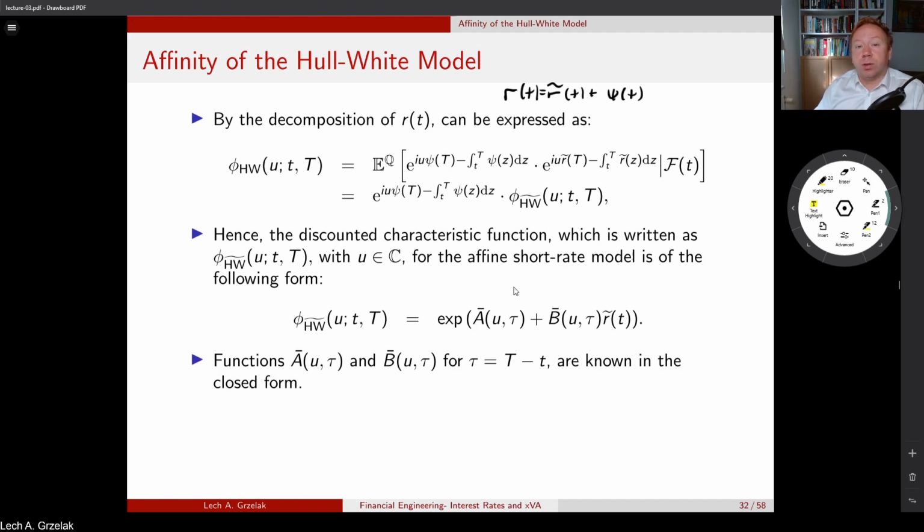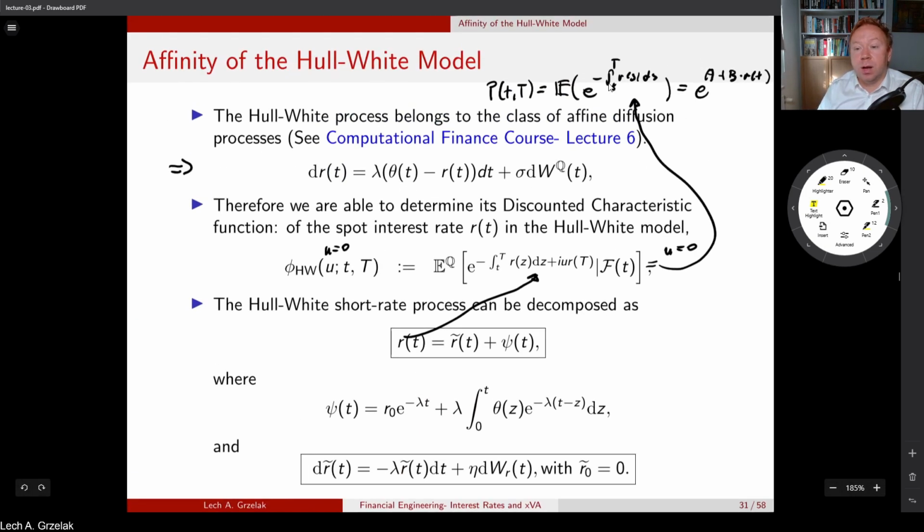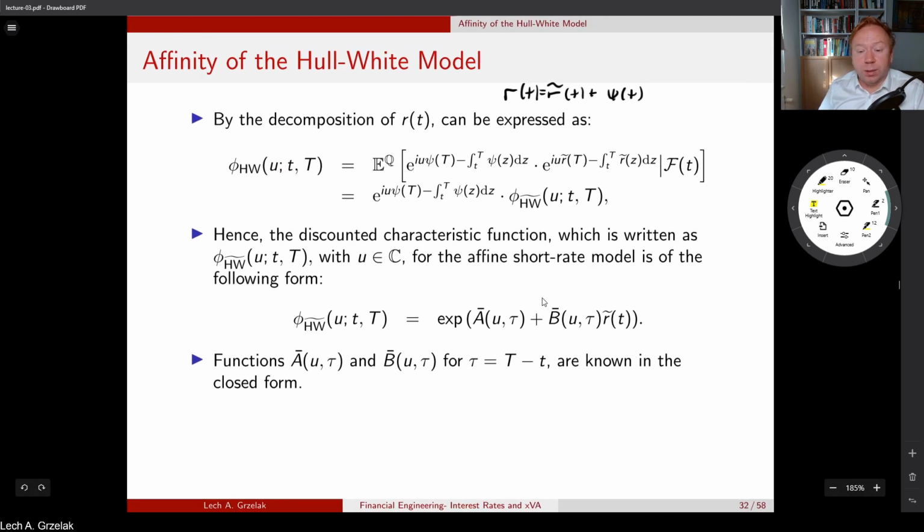Because we know that the model is affine, we also know the solution, and the solution is exactly what we have written here. Because the model belongs to the affine form, we always know that there will be some A and B that are the solution of a Riccati type of equation. And there could be, of course, much more advanced processes. And we know that this is the form of the solution. And using the Duffie-Singleton theorem, we can actually find out those A and B.